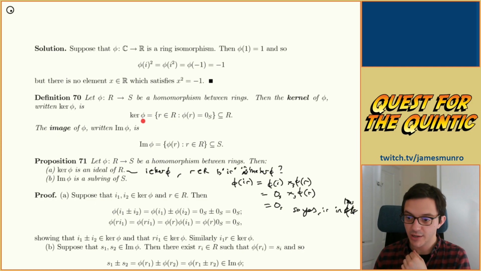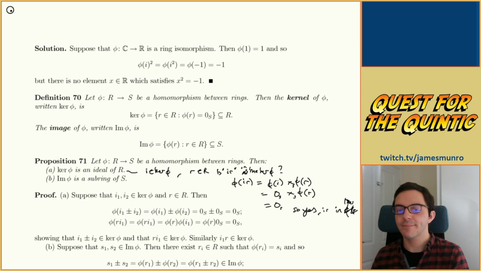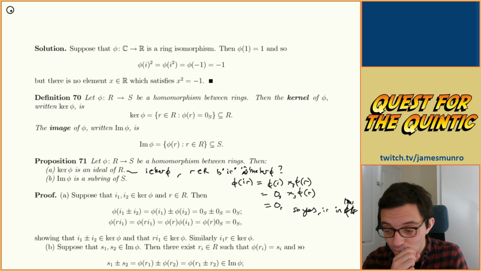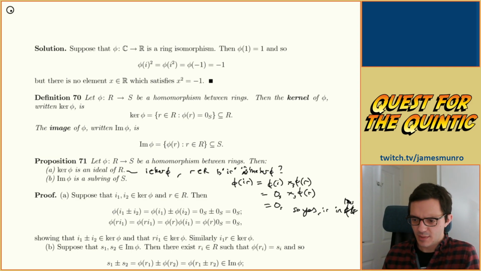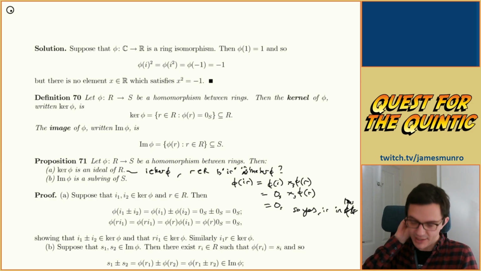Good. Definition of kernel up here. Definition of ideal hanging around in the middle somewhere. Definitions are important. Good. Okay. The subring thing at the bottom there.